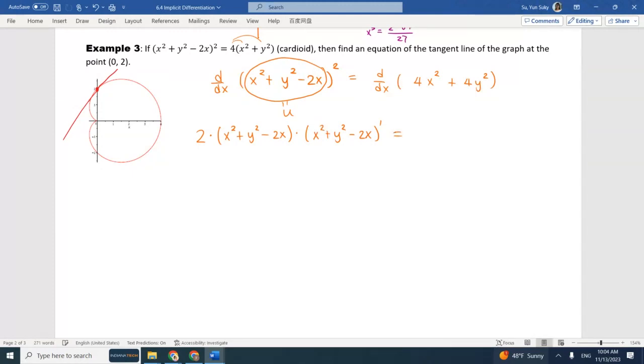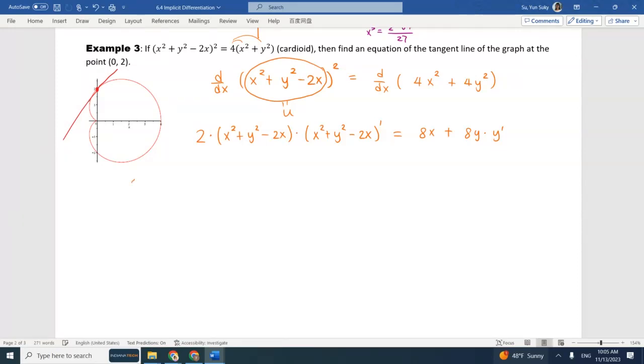On the right hand side, what is the derivative of 4x squared? Yes, 8x. And how about the derivative of 4y squared? When you differentiate the y, what do you do? Yes. See? Even though it looks like, oh, both squared, but for x squared, the derivative is 8x. But the y squared, you need to multiply by y prime. Okay, everybody?